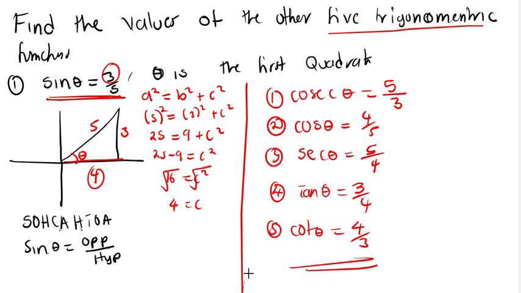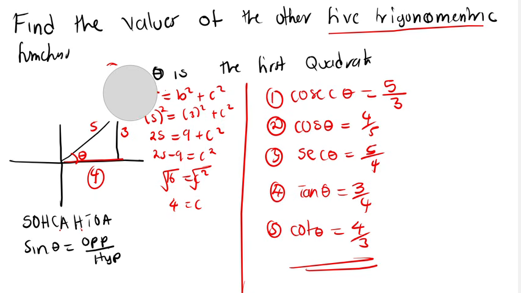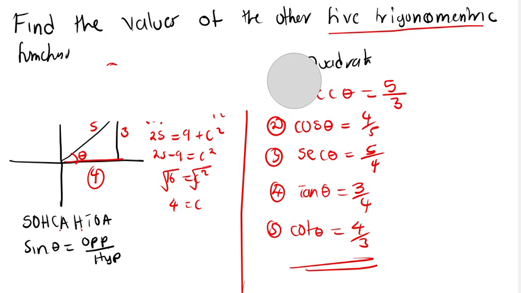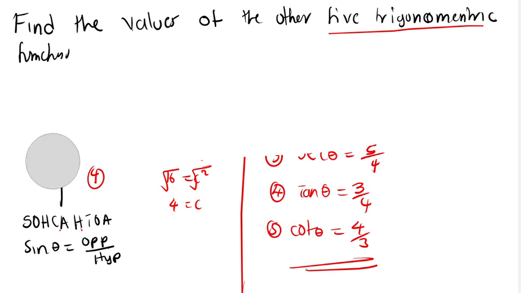So how many are these? There are 5, which they are asking for. So that is how you answer this kind of question. Right? Now, look, just imagine that you have been given another one, which is like this.